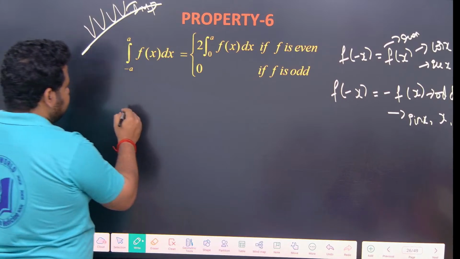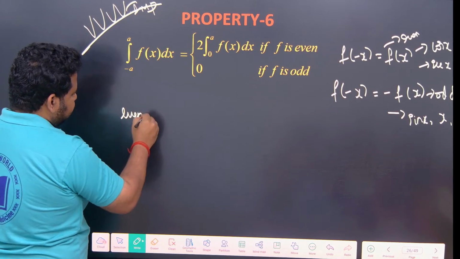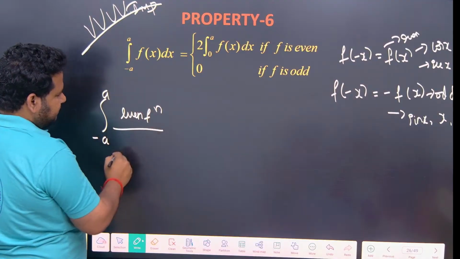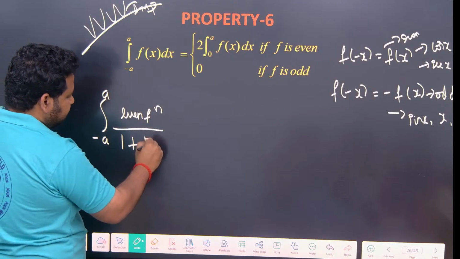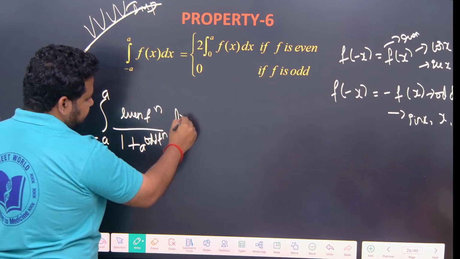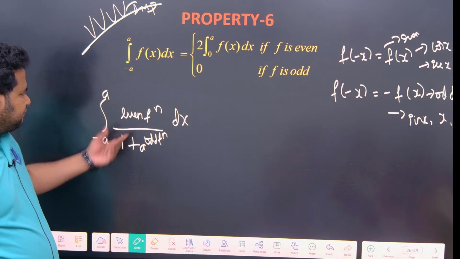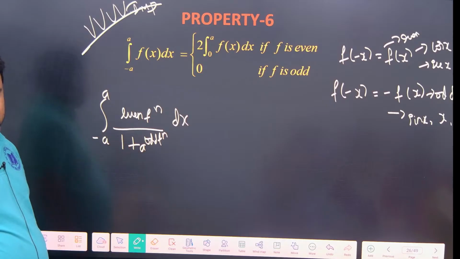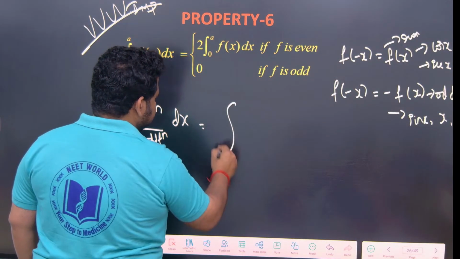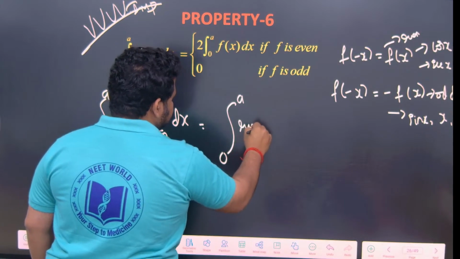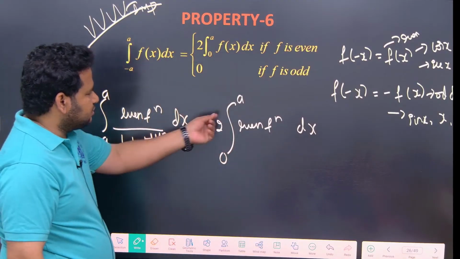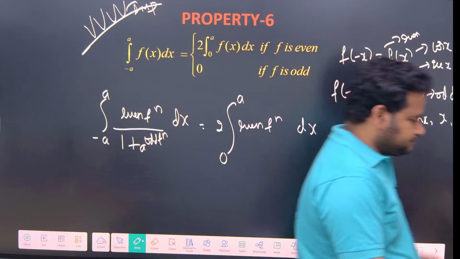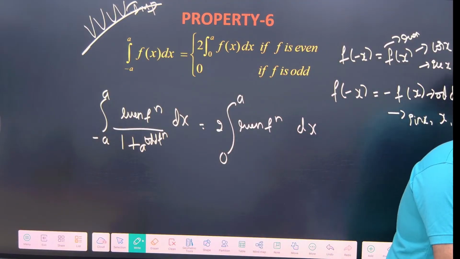Now suppose we take an example: the integral from minus a to a of an even function divided by 1 plus a power an odd function, that is an exponential function, dx. In the numerator we have an even function divided by 1 plus a power odd function. So directly you can write it as 2 times the integral from 0 to a of the even function dx. Whatever even function is there, it is 2 times the integral from 0 to a of the even function dx.